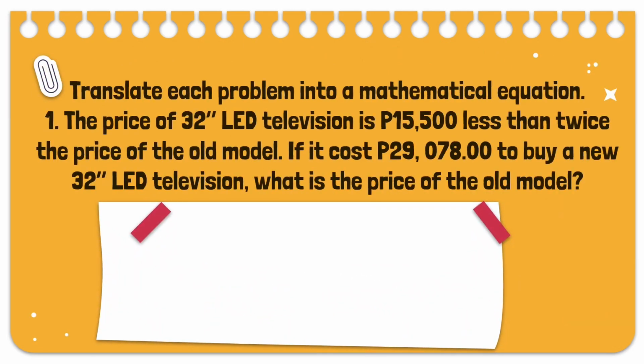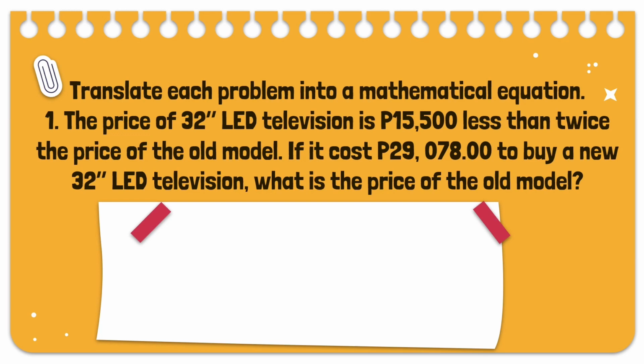Translate each problem into a mathematical equation. So, the first problem is the price of 32 inches LED television is 15,500, less than twice the price of the old model. If it costs 29,078 pesos to buy a new 32 inches LED television, what is the price of the old model? So, hindi natin siya isosolve. Ita-translate lamang natin yung mga words or phrases dito sa problem into mathematical equation.